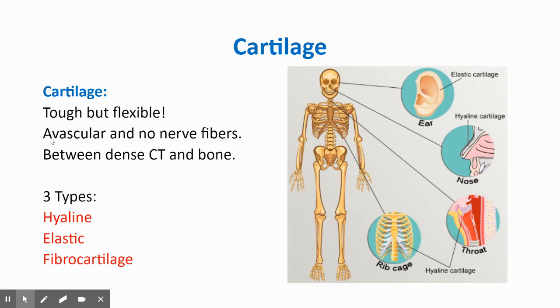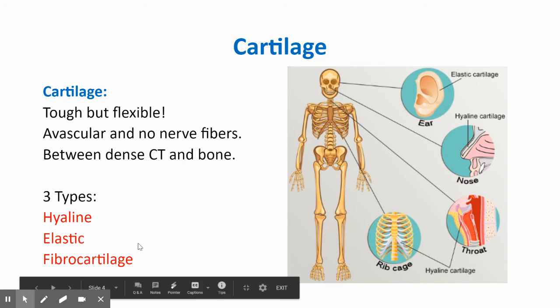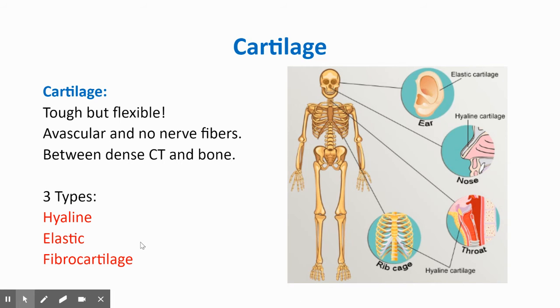There are three different types of cartilage that we're going to go through: hyaline, elastic, and fibrocartilage. So we're going to look at these three different cartilages, see what they look like underneath the microscope and where we find them in the body.